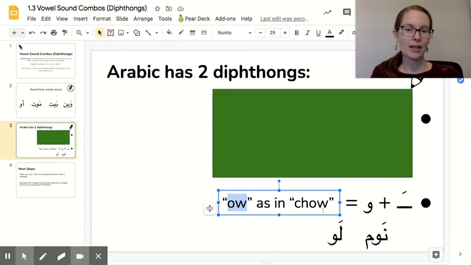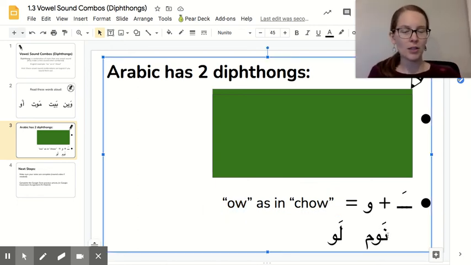Okay, as in chow. If there's a different word you like better than chow that has that "ow" sound in it, you can write that in English instead. Okay, tamam. And 2 examples, so try your best to sound them out. Right, so this is a noon at the beginning, right? So n, na, nawm. Okay, nawm. And then this other one, law. Okay, so nawm and law.